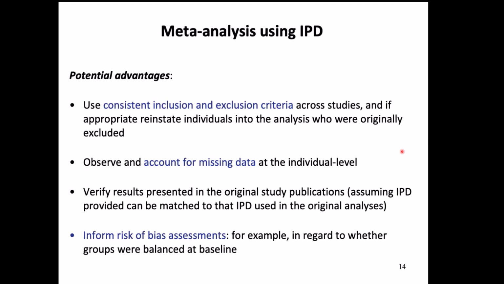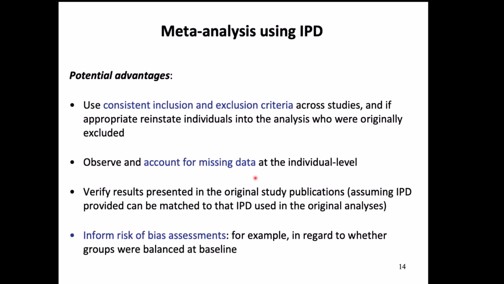So because we've got individual level data, this allows many, many advantages. I'm not going to spend a lot of time on each bullet point, but just very quickly talk about some of these. We could be more consistent with our inclusion and exclusion criteria because we've got the raw data. We could reintroduce some people that were omitted before. For example, if some older individuals were omitted, we say no, we want to re-include them. We can account for missing data.